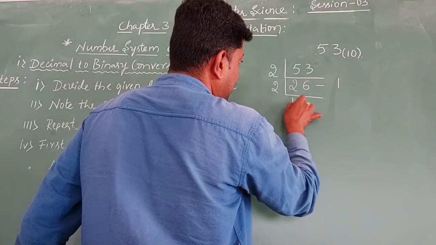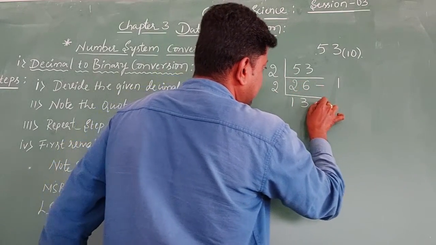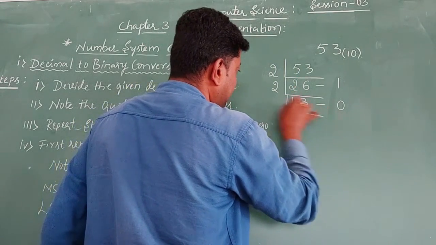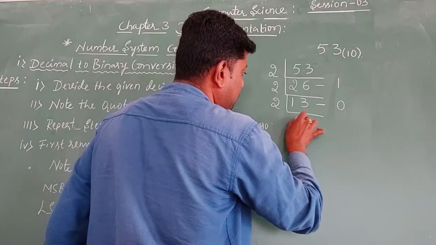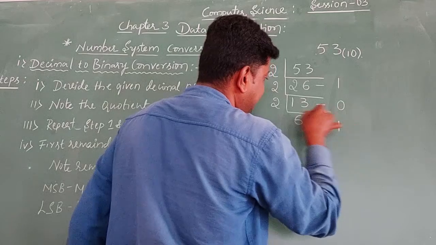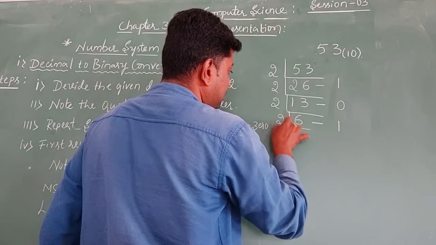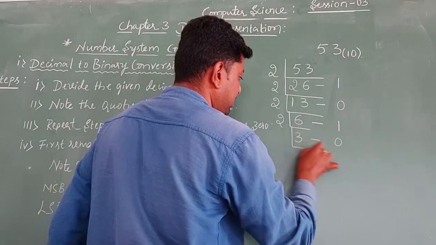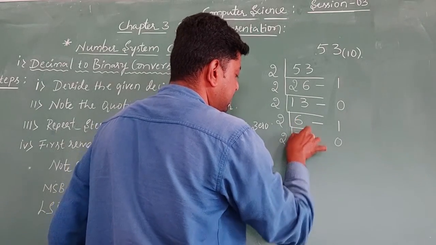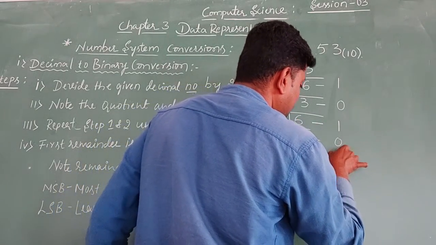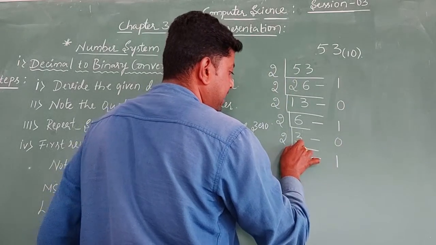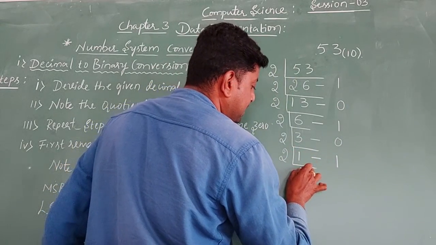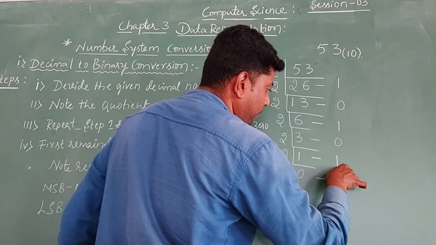2 1s are 2, 2 3s are 6. So the remainder is 0. Then 2 6s are 12. The remainder is 1. 2 3s are 6. The remainder is 0. 2 1s are 2. The remainder is 1. Then the quotient should be 0. The remainder is 1.